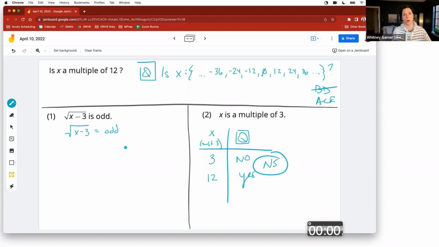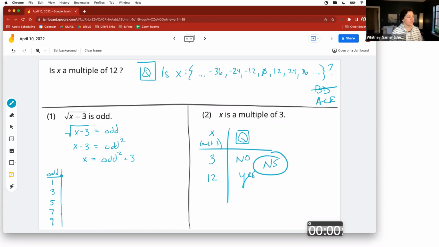To solve for X, I'll square both sides. So X minus 3 is going to be an odd number squared. And then I'll add a 3 to both sides. So X is equal to an odd number squared plus 3. Okay. So let's start listing out some possible X's. In this case I'm going to just write down some odds. So an odd number like 1, 3, 5, 7, and 9. Honestly, that's probably more than enough. The test is not trying to make me pick a million numbers.